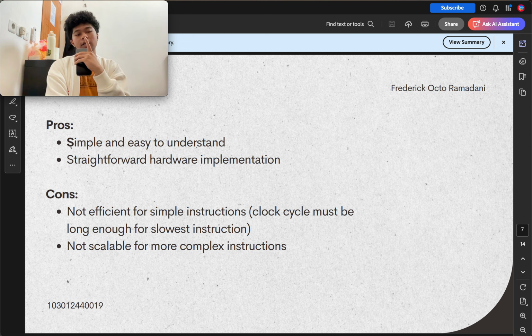And let's take a look at the cons. For the cons we also have two points: inefficiency and scalability. Inefficiency: the clock cycle must be as long as the slowest instruction. This means faster instructions have to wait, reducing overall speed. And for scalability, it is not ideal for more complex CPUs or instruction sets, and it is not used in modern high performance processors.